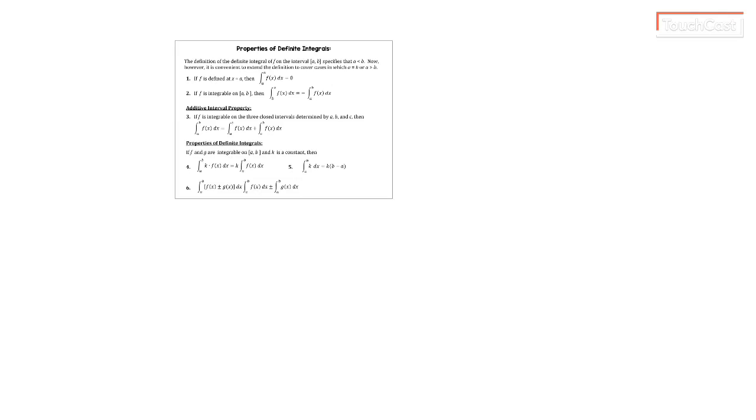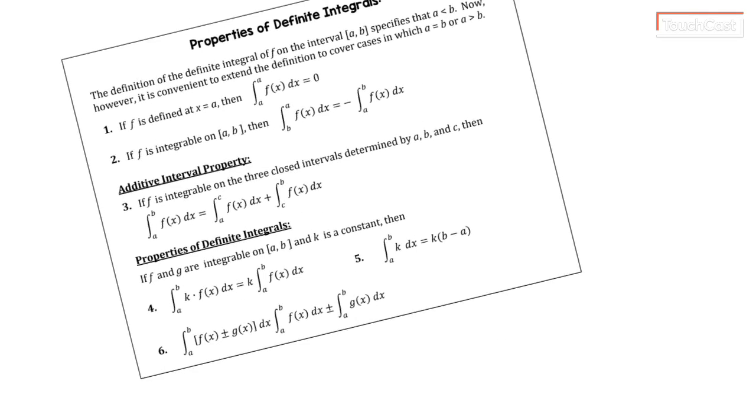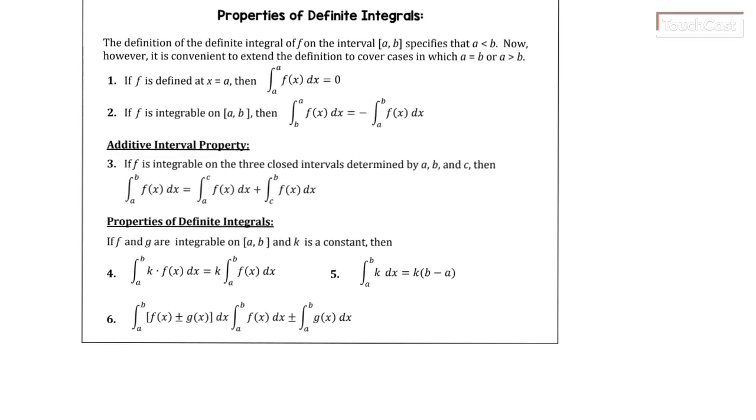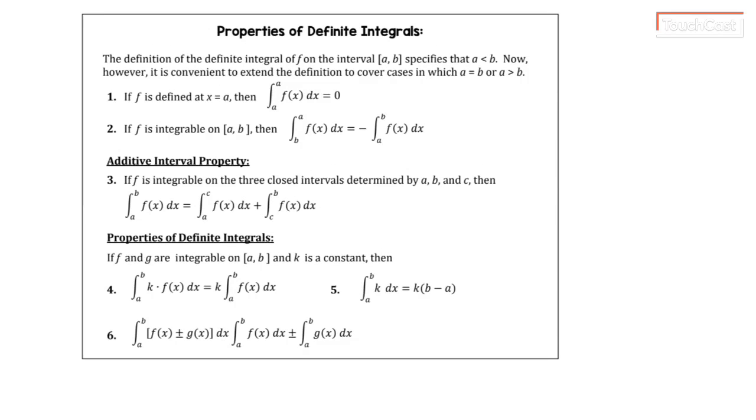So now let's look at properties of definite integrals, which in our note packet come after example 1, but they're going to be really handy when we're doing example 1. The definition of the definite integral of f on an interval from a to b just specifies that a is less than b. However, it's also convenient to extend the definition to cover cases in which a is equal to b or a is greater than b.